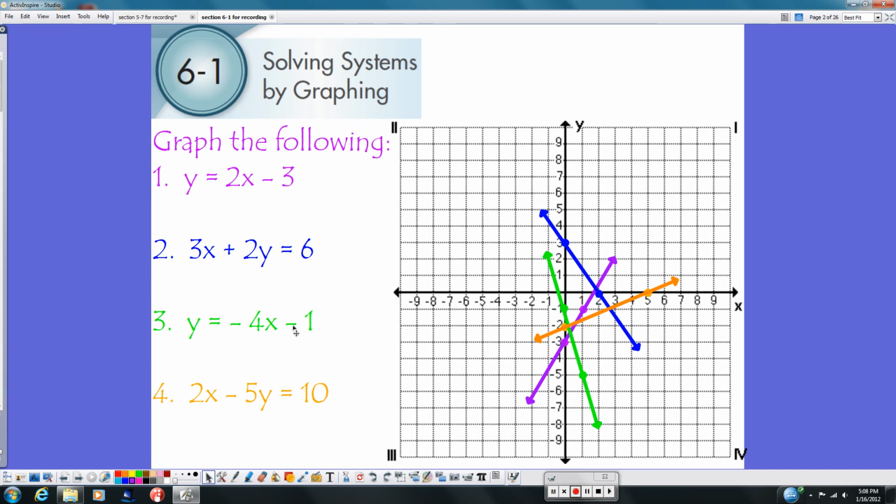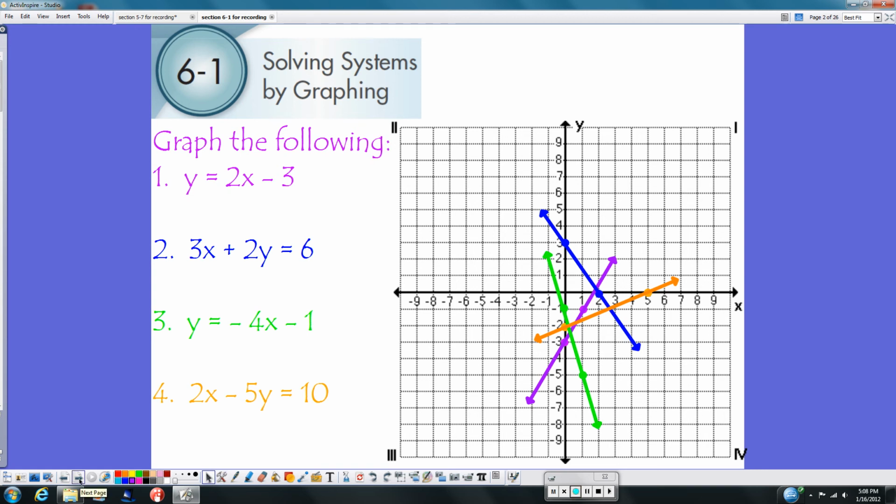My green line, I come down here to negative 1 and put a dot. From there, I go down 4 and over 1 and get my second green dot to give me my green line. And last, I have another standard form. Covering up the x, negative 5 times negative 2 would give me a positive 10, and 2 times positive 5 would give me 10. So dot on negative 2, dot on 5, and connect. So that's our review for graphing.